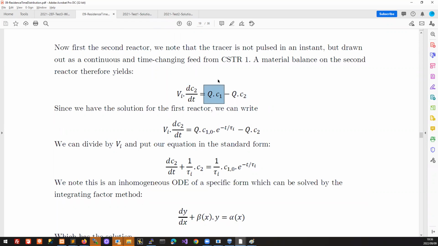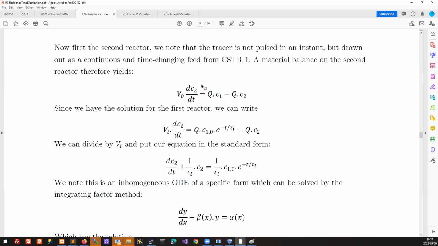Now, because you have tracer held up in the first reactor, that first reactor will always be feeding the second reactor. So coming out of the first reactor, you will have tracer, and then leaving the second reactor. So this is what comes into the second reactor out of the first reactor, and this is what leaves the second reactor. So the rate of change of the moles of tracer in the second reactor equals the rate at which tracer enters through the exit stream of the first minus that, right?